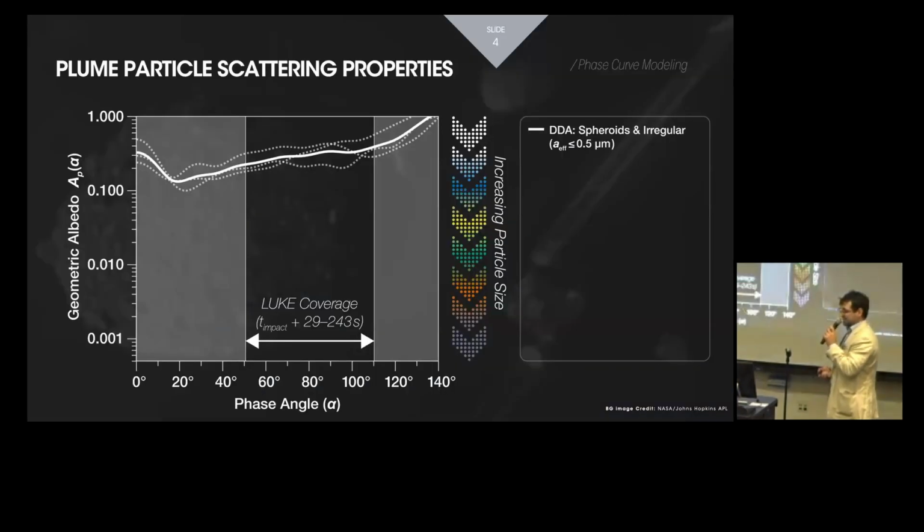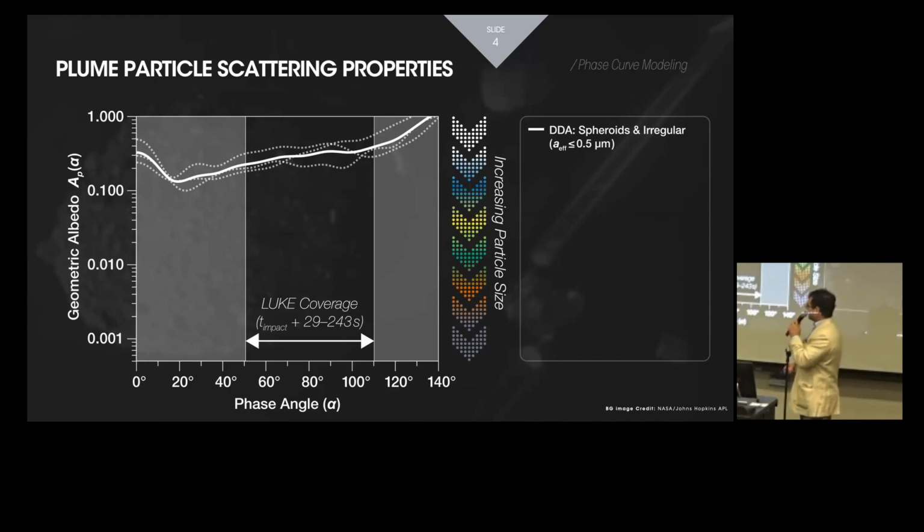We can put that together into something called a phase function. Here we've got the phase angle running along the x-axis, and the reflected brightness, or the geometric albedo, on the y-axis, and you can see the window of phase angles that were sampled by LICIACUBE in the middle of the plot.